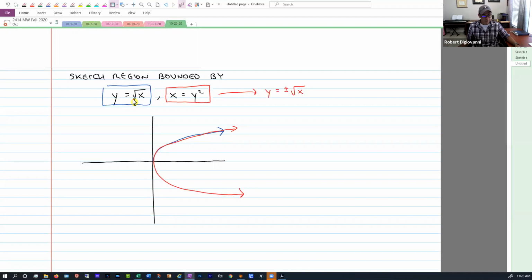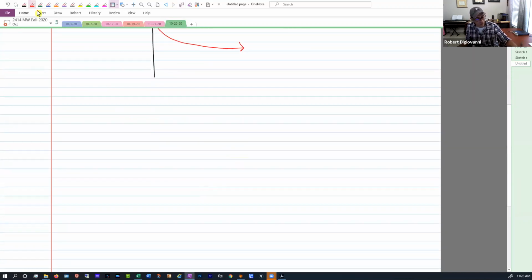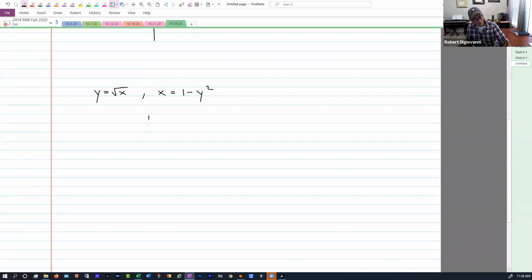So let me do a modification of the red one. I'm going to change it, and I'll just do it on a new problem. Let's say we're doing the curves y equals square root of x, and the other one is x equals 1 minus y squared. So I'm going to draw these. The blue one we already did. That's just this.